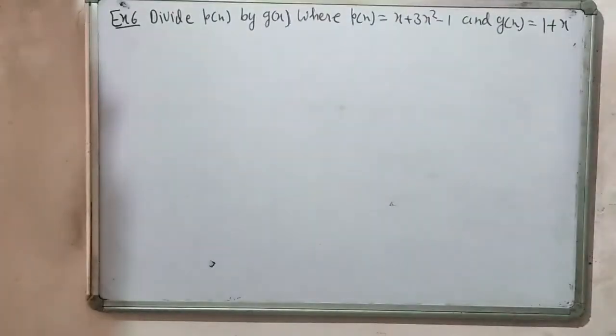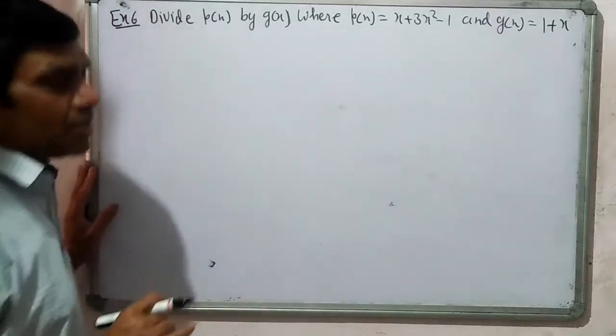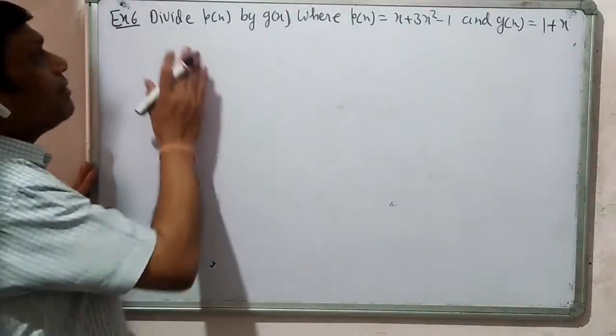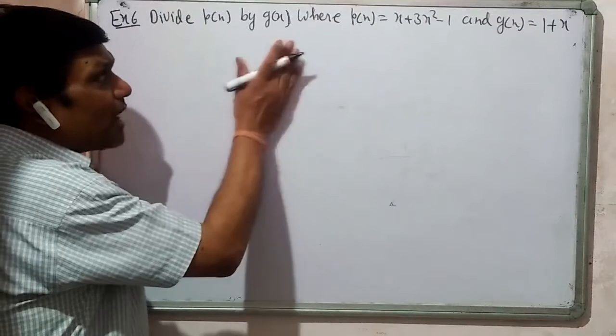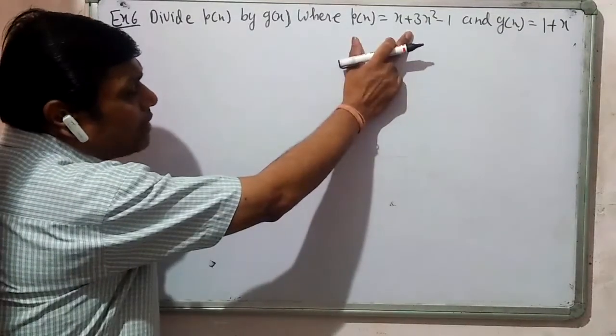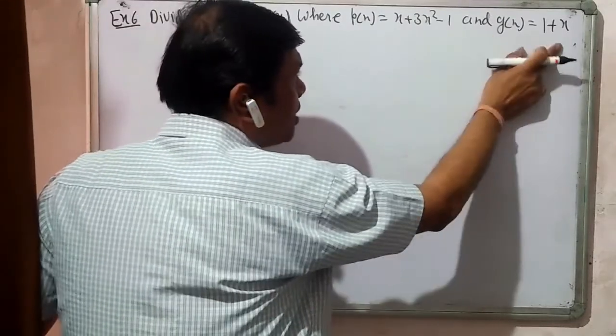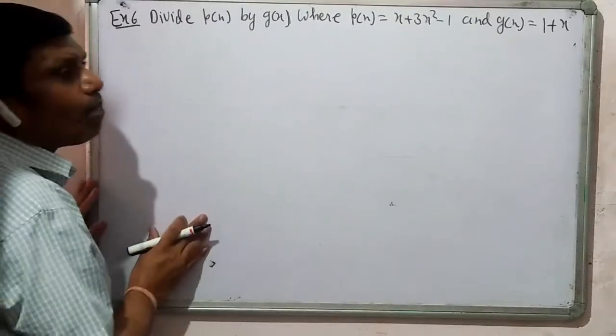Dear students, let us see this example. Example number 6 given in your NCERT book. The example is saying divide the polynomial p(x) by polynomial g(x), where polynomial p(x) is x plus 3x square minus 1 and the divisor g(x) is 1 plus x.